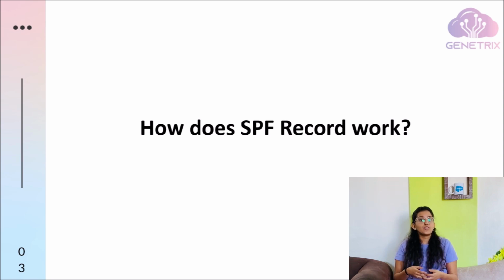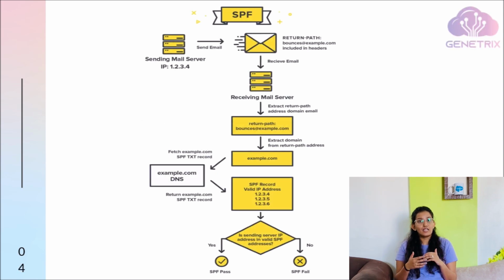Let's take a look at an SPF policy in action and see how the process unfolds. At a high level, here is the workflow of how a mail server checks SPF. First, the server with the IP address of 1.2.3.4 sends an email, and the email is using bounces@example.com as the return path. The receiving mail server grabs the return path domain and checks the domain's DNS records, for example.com, looking for the SPF record.